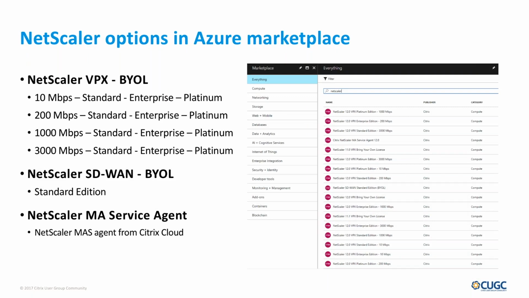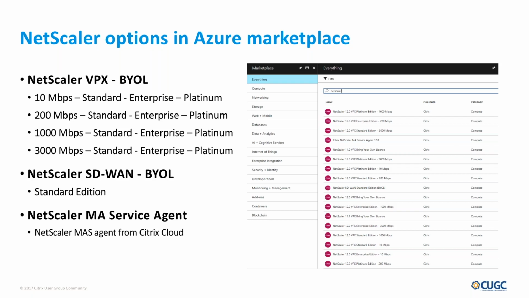So looking at what NetScaler options are available, they can be found in the Azure Marketplace. This is on the Resource Manager portal, not the Classic portal. You can get VPXs for Standard, Enterprise, or Platinum Edition. They are available in both bring your own license models and also pay per hour licensing. So depending on whether you have licenses that you want to deploy to your NetScalers in Azure, or if you don't, then you can just opt for pay per hour licensing.